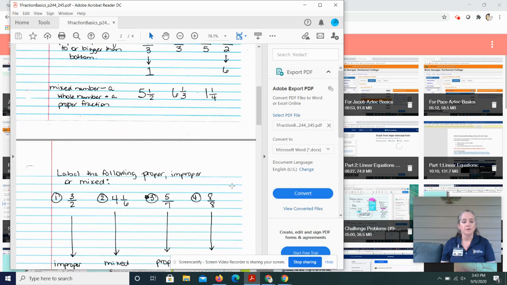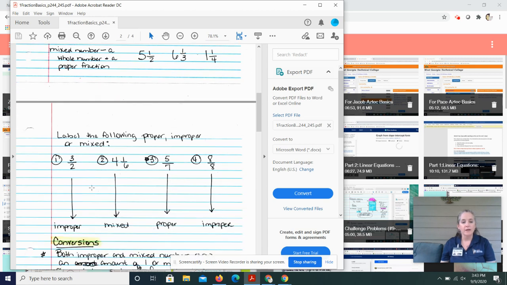Okay, so hopefully you got a chance to do that. 3/2 is improper because the top is bigger than the bottom. 4 1/6 is a mixed number because you've got a whole number and a proper fraction. 5/7 is proper because the top is smaller than the bottom. And 8 over 8, because it's equal to, it's an improper fraction. Remember, 8 divided by 8 would just equal 1. So that could be rewritten as 1.